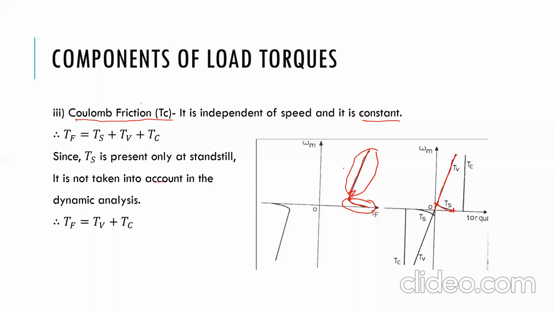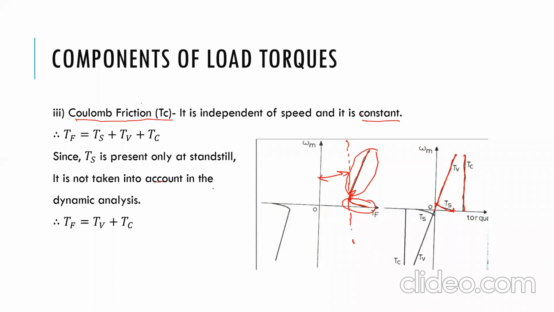And third is this part. For example, this particular part is going to shift this particular curve. And this part is nothing but what? A constant torque part. It is shown here, TC. When we add these three curves, TS plus TV plus TC, we will get this particular curve.